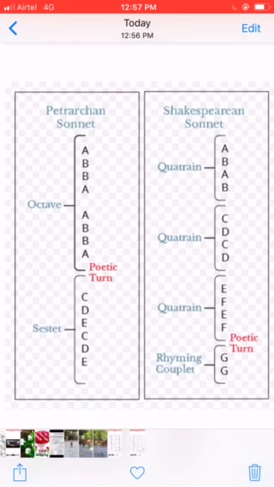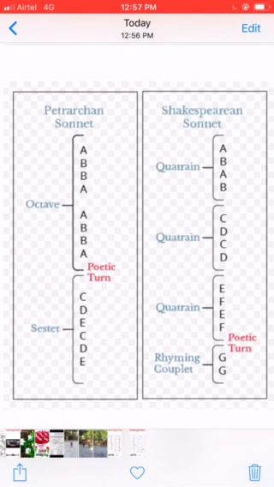In the first structure, that is the Italian structure, or we can also call it the Petrarchan sonnet. It was so called because Petrarch was the most famous sonneteer who popularized the form of sonnet in Italy. In this Italian or the Petrarchan sonnet, the 14 lines are divided into two parts, the octave and the sestet, as you can also see on the screen.